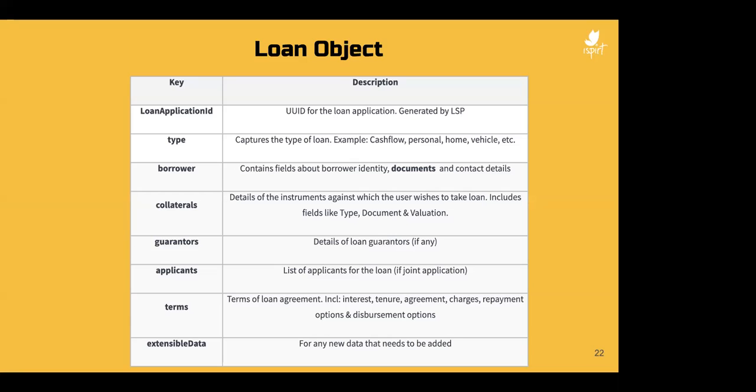Terms is another very key field. Terms is supposed to encompass all the key parts of the loan agreement, which is like what is the interest, what is the tenure, what is the specific loan agreement that is being signed, what are the charges for the loan itself, and what was the repayment option or disbursement option that was selected by the customer. So all of these subfields together create the loan term. And extensible data has been kept as a generic field, so that going forwards, as we encounter more and more use cases, we are able to enhance the specification without creating any backward incompatible change. So that's the loan object.